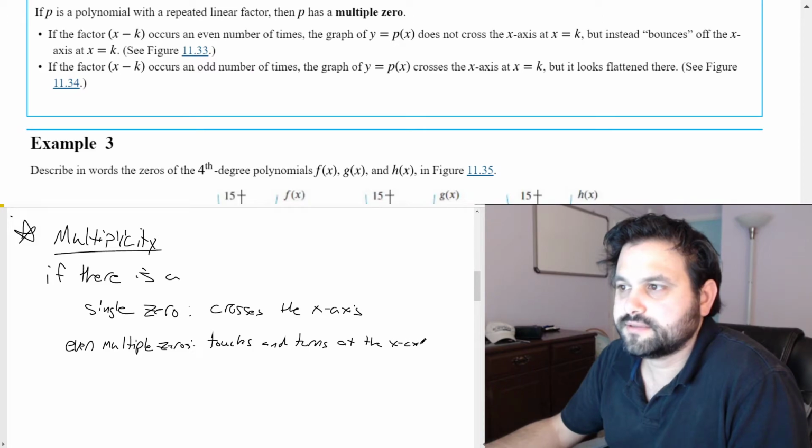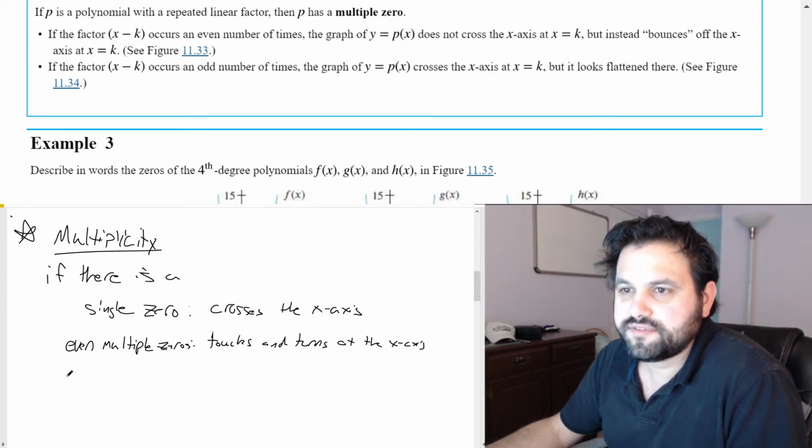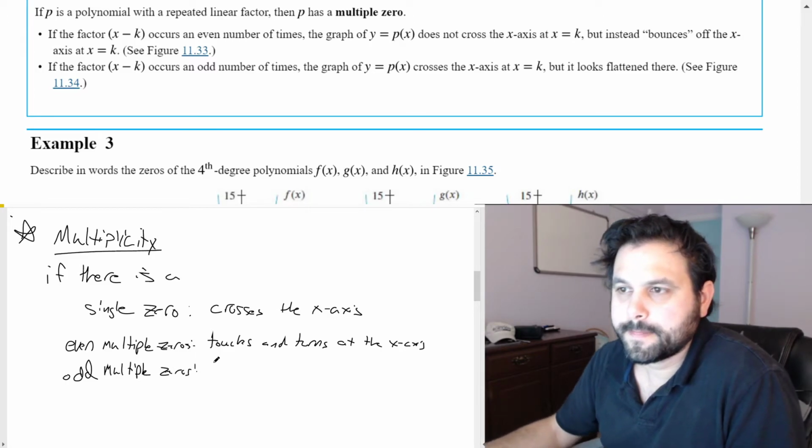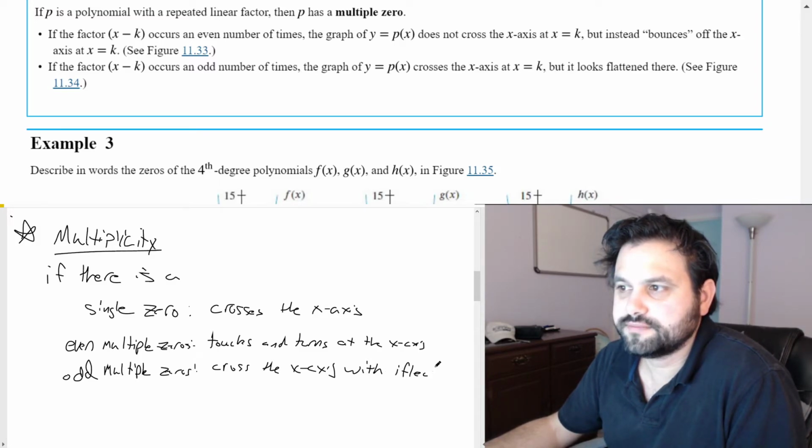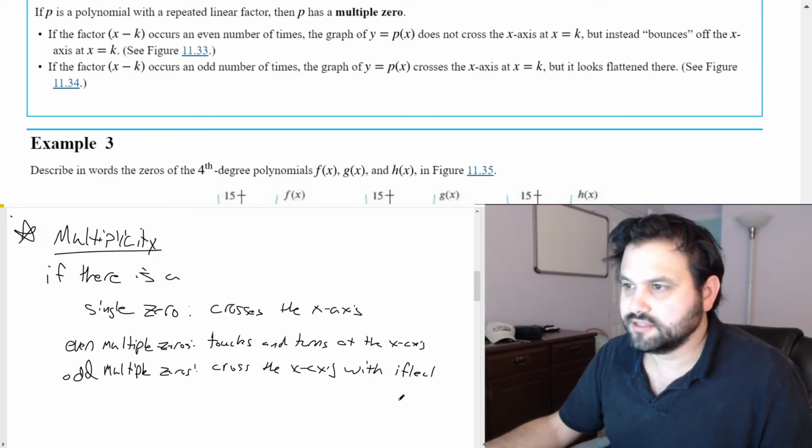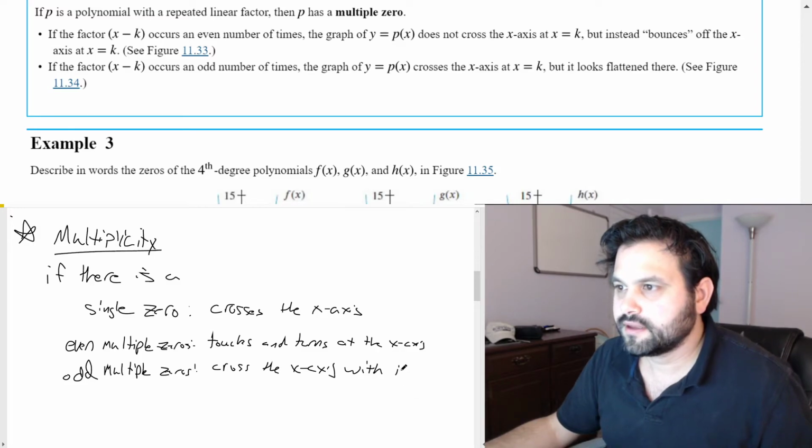At the x-axis. And if there is an odd multiple zero, then it's going to cross the x-axis, but it's going to cross with inflection. There should be an N somewhere there. Inflection.